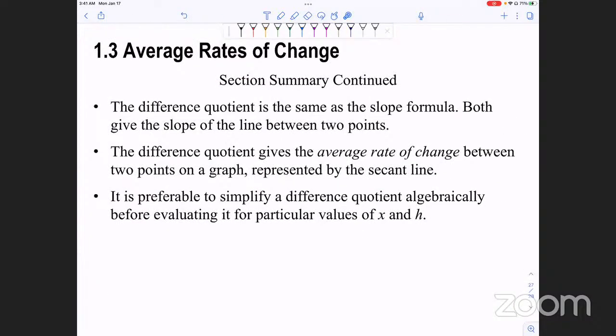Okay, the difference quotient is the same as the slope formula. Both get the slope of the line between 2 points. The difference quotient gives the average rate of change between 2 points on the graph, represented by the secant line. It's preferable to simplify the difference quotient algebraically before evaluating it for particular values of x and h. Okay. All right. We made it through that adventure.